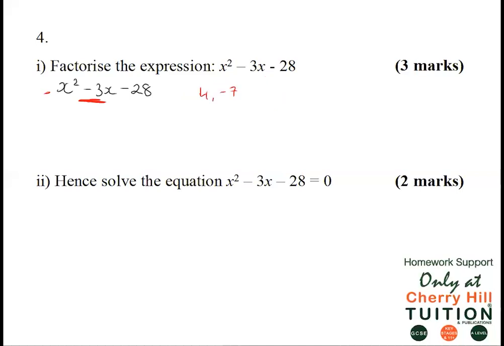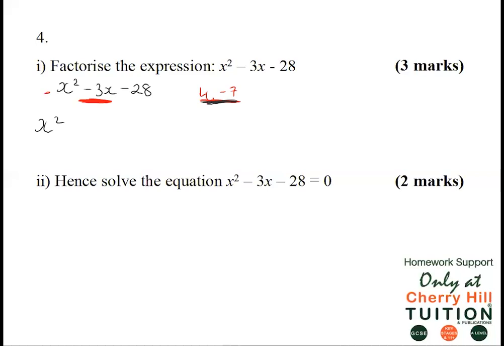Okay, so the next step is to replace the coefficient of x. So we need to replace minus 3x with our pair. So we are not changing the value, we are simply changing the way our equation looks. So we need to rewrite this as x squared and then replace minus 3x with these two.